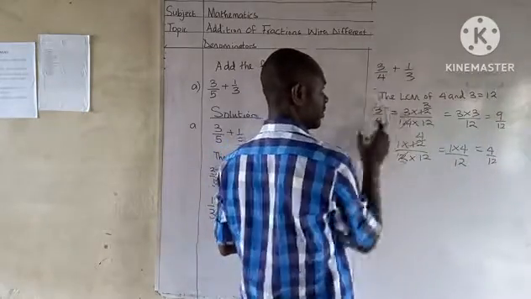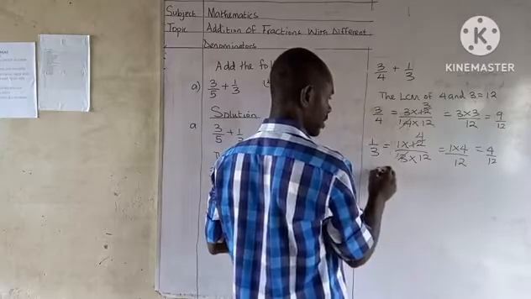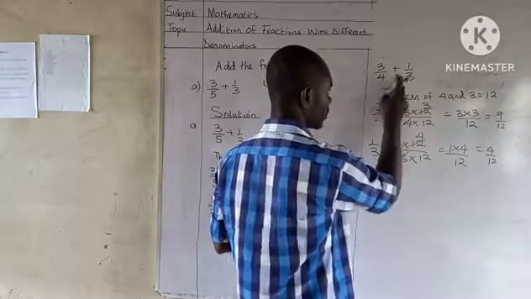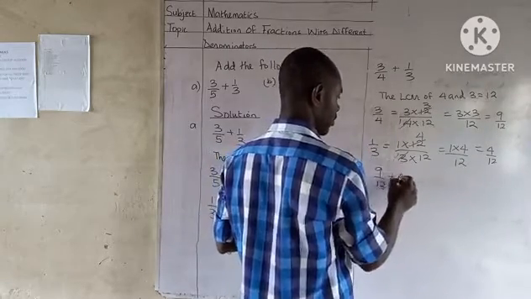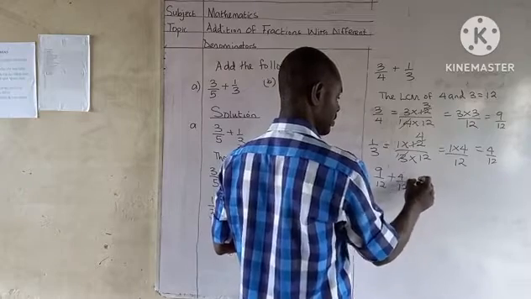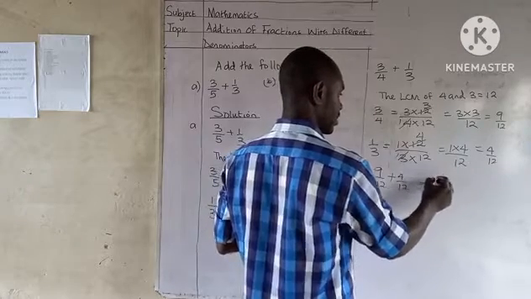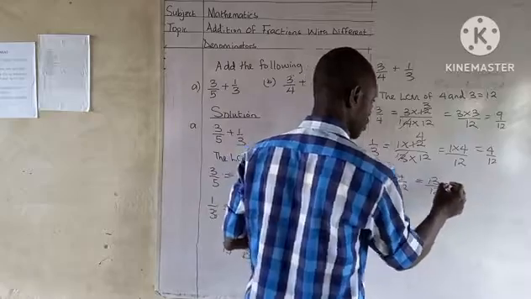So we now rename the fractions. 3 over 4 will become 9 over 12 plus 1 over 3 is now 4 over 12. This is the same thing as 9 plus 4 is 13. So we have 13 over what? 12.